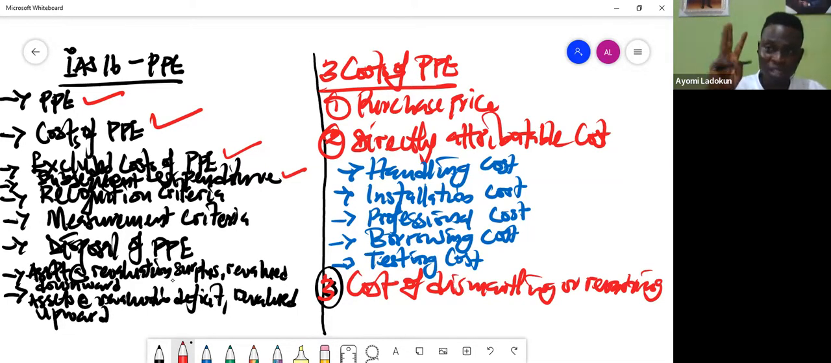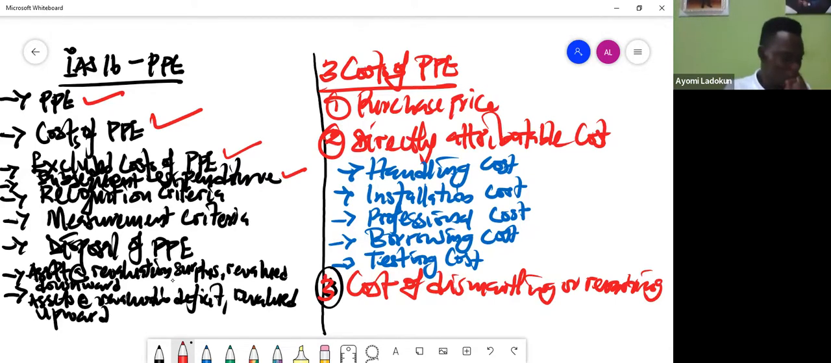If any of these 3 happens, there are 3. For example, if I incur a cost on the machinery, and it's going to enhance the economic life of that particular machinery, then I can capitalize. What does that mean? That means it will increase the useful life of the asset. It will enhance the economic life of that asset.